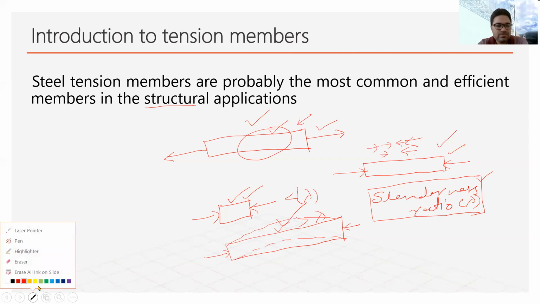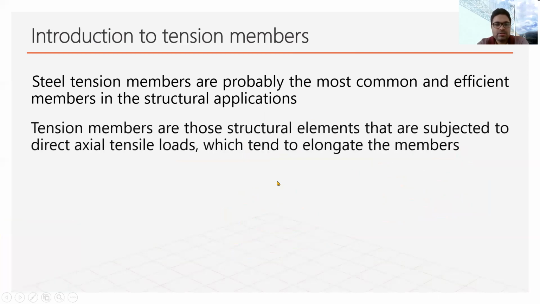So now coming to the tension member. Now, what are the tension members? Tension members are the members which are subjected to direct axial tensile stress or tensile load. So that is the point we need to consider. Tension members are those members which are subjected to direct axial tensile load and which tend to elongate the member. So those are the members we call tension members.